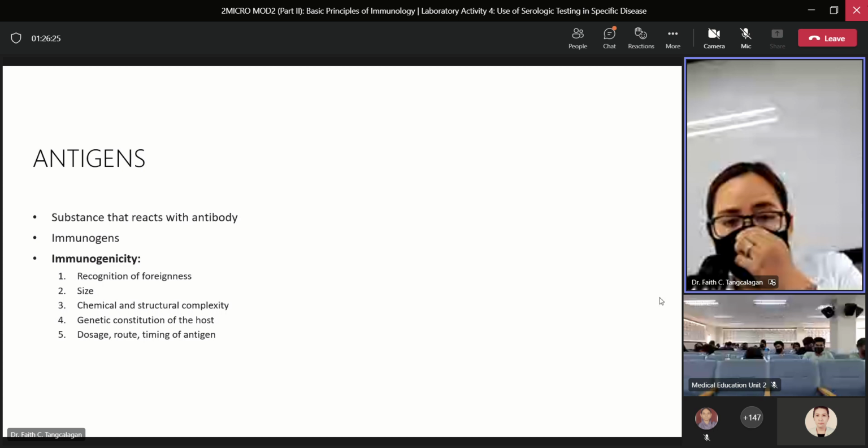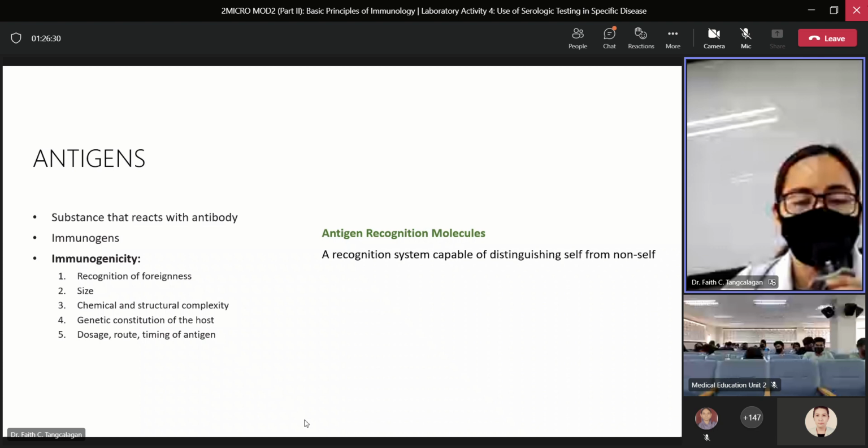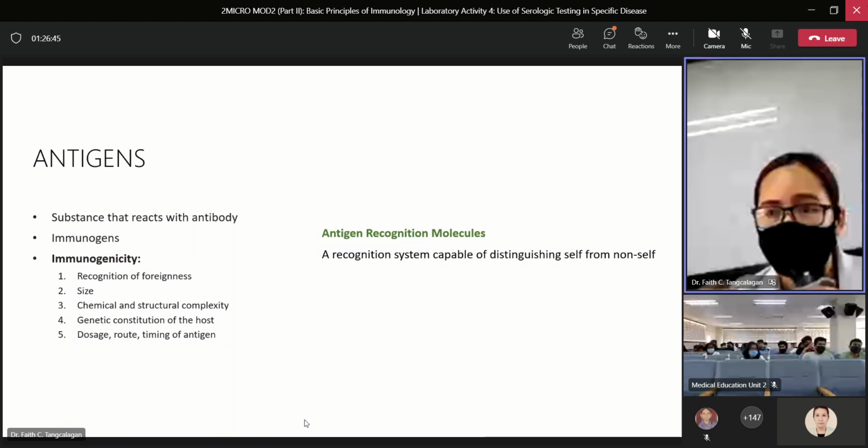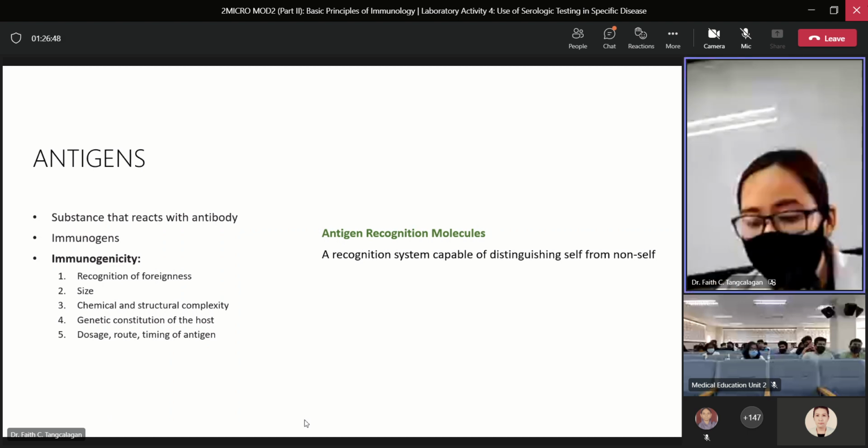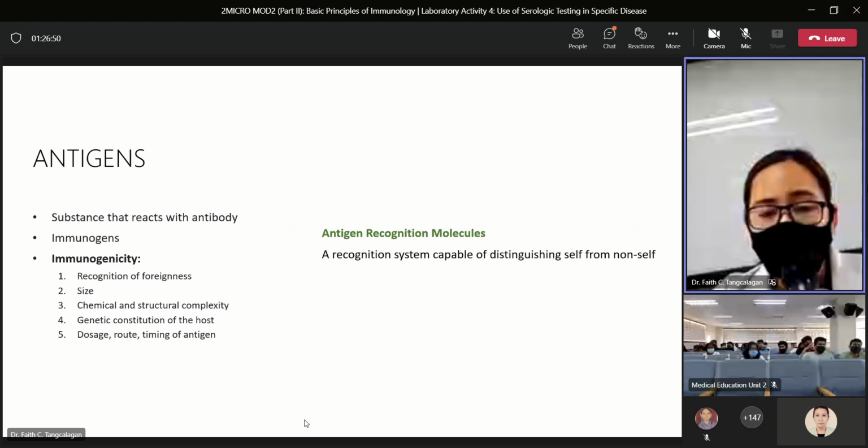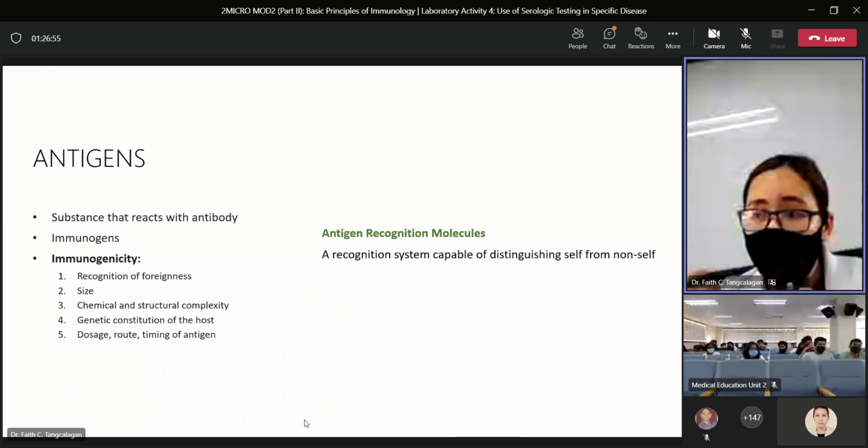Okay, so another concept to remember is that these antigens are also the ones we call antigen recognition molecules. So there's a system, no, that our body has the potential to have, a recognition system. So that's because of the immune system that they immediately can detect whether it's a self or a non-self cell. Okay, so that's it.